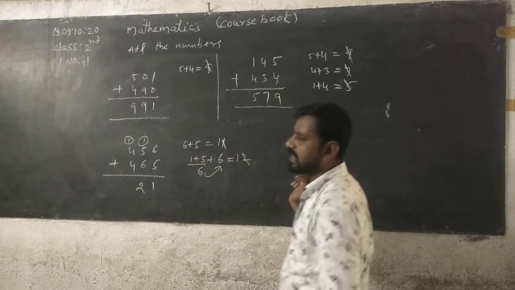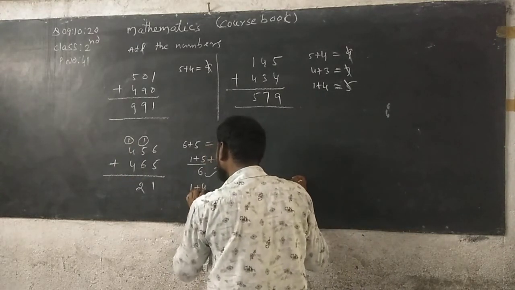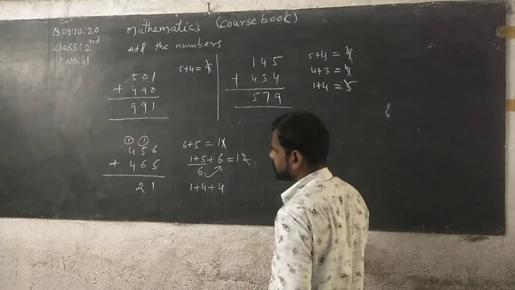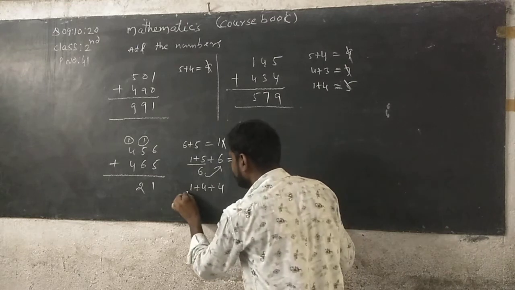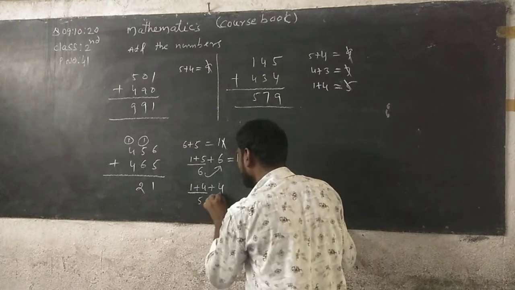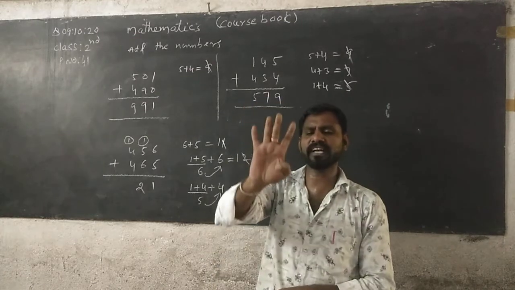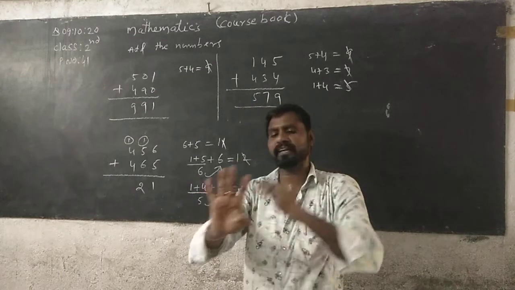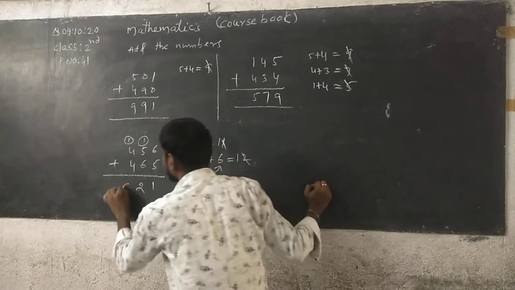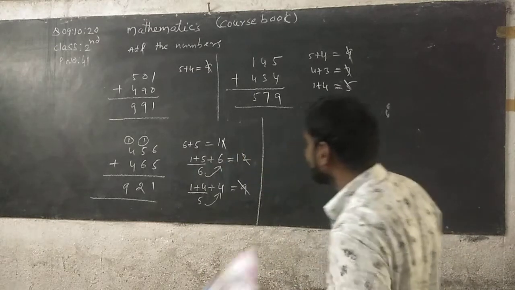Next we add the digits in hundreds place along with the carrying: 1 plus 4 plus 4. First we add 1 plus 4. 1 plus 4, what we get, beta? 5. And next 5 plus 4. Keep 5 in your mind and we have to take 4 fingers in your hand. You can count 5, after that 6, 7, 8, 9. 9, write down under hundreds column. Sum is equal to 921.